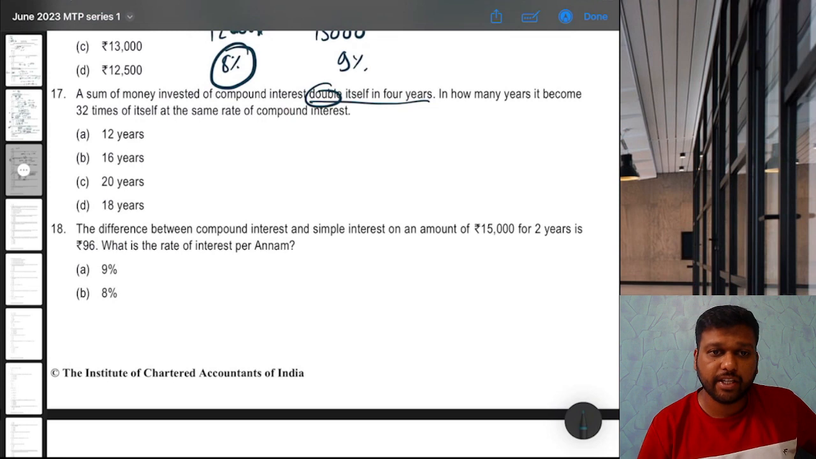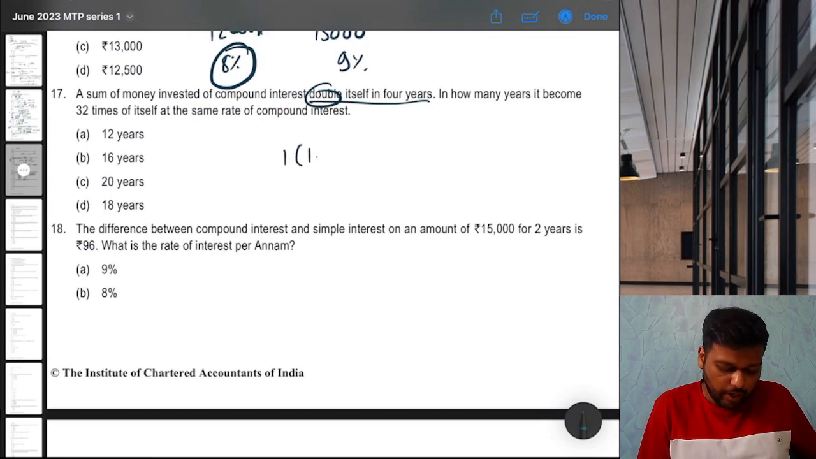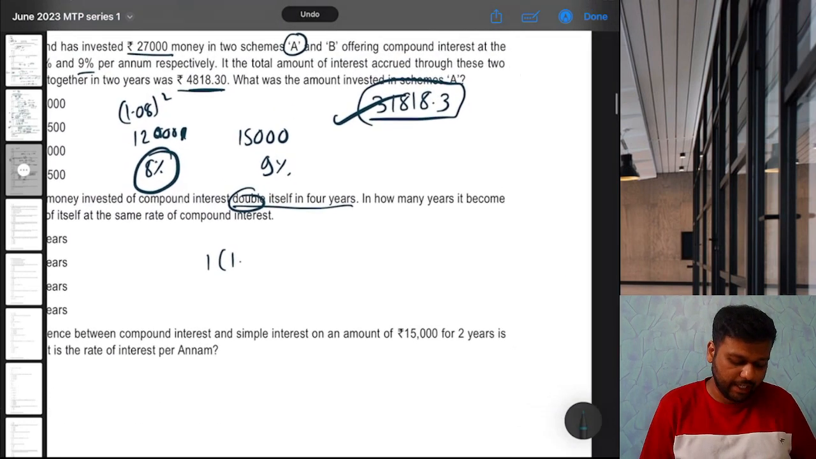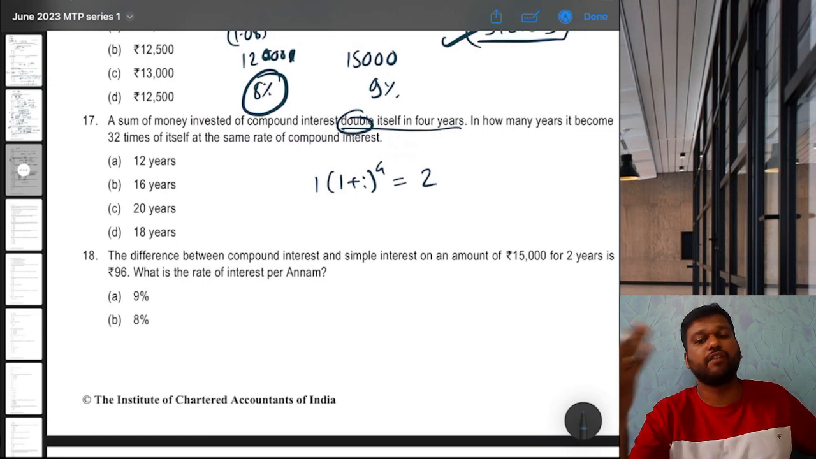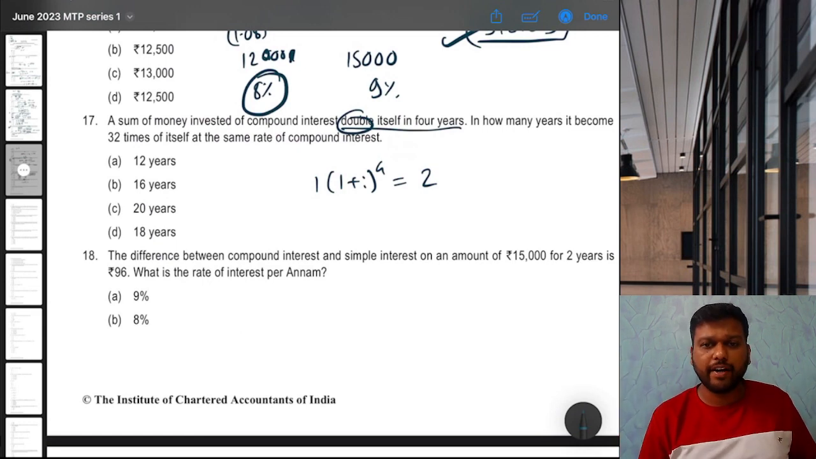But we cannot use it here because that gives you an approximate answer. We want an exact answer here. So let's say we invest 1 rupee. 1 rupee is our principal. 1 times (1 plus I), where we don't know what I is, for 4 years, so raised to 4, and that becomes 2. Okay, the final amount is 2, double. So we have to find I.